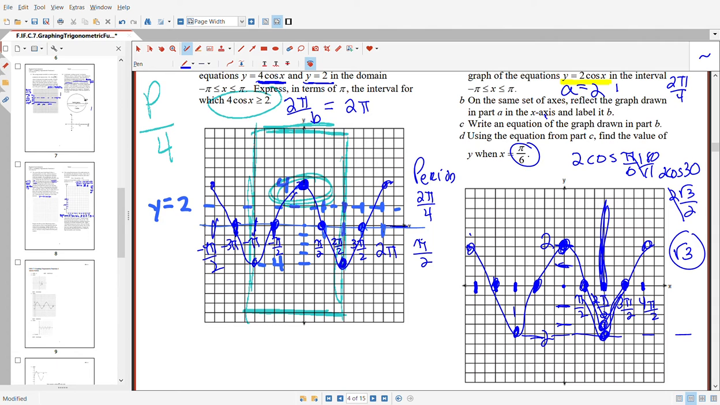But if you flip it, it's going to be negative radical 3. And if you flip this graph, it's the same thing, but -2 cosine x, from the equation in part C. So in this case, the answer should be negative. I'm moving on. I have to get these done quickly.